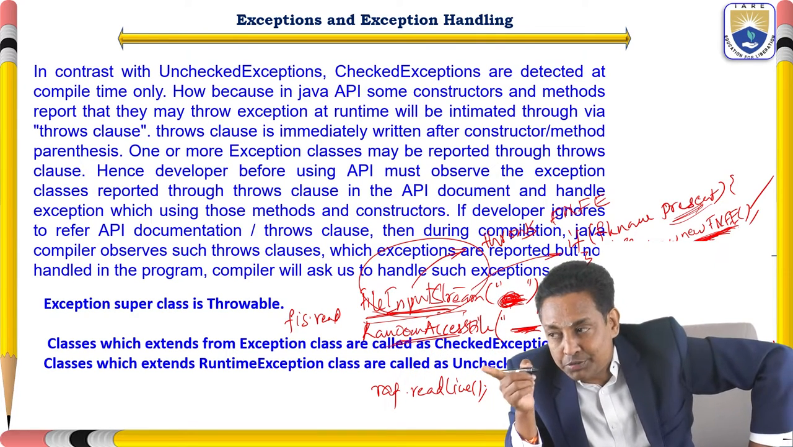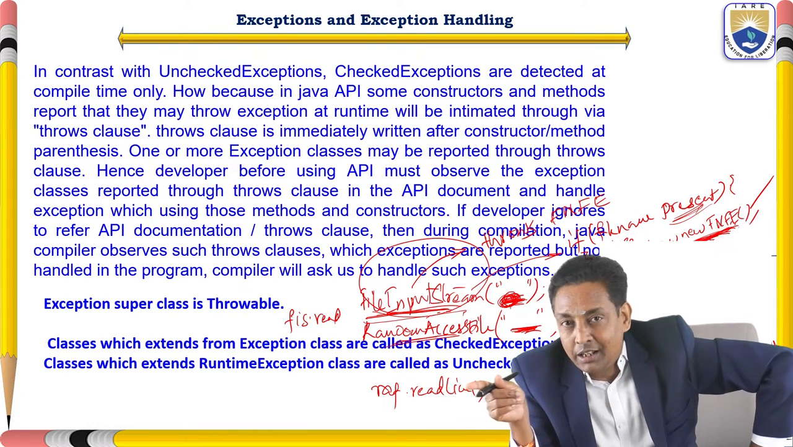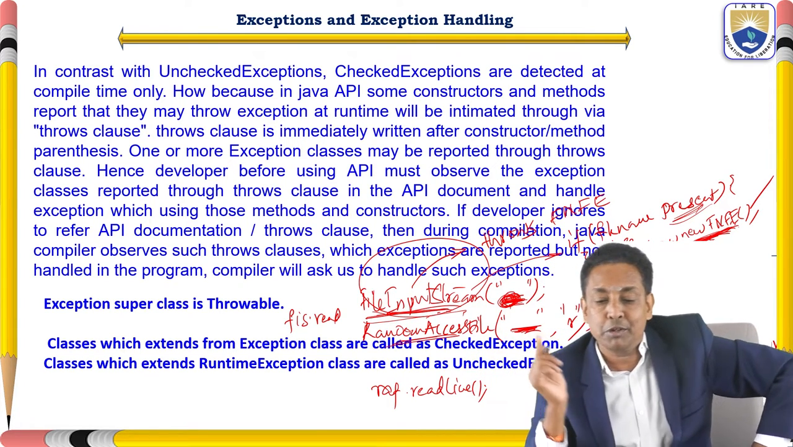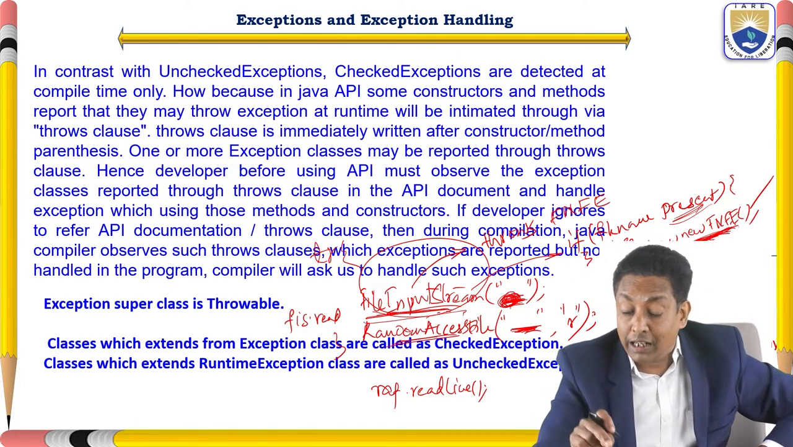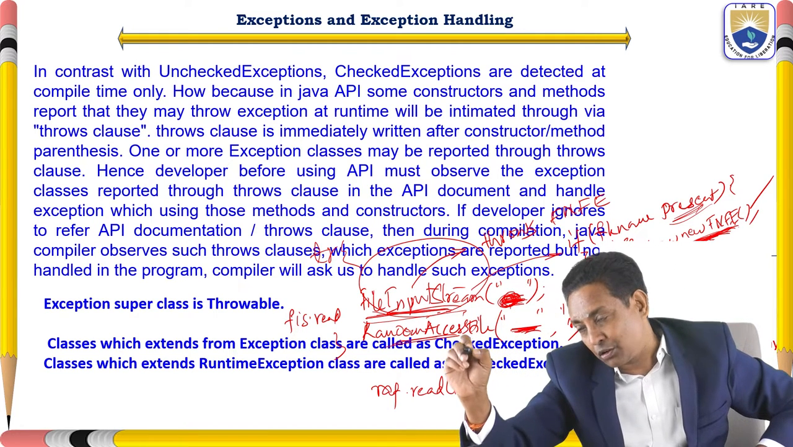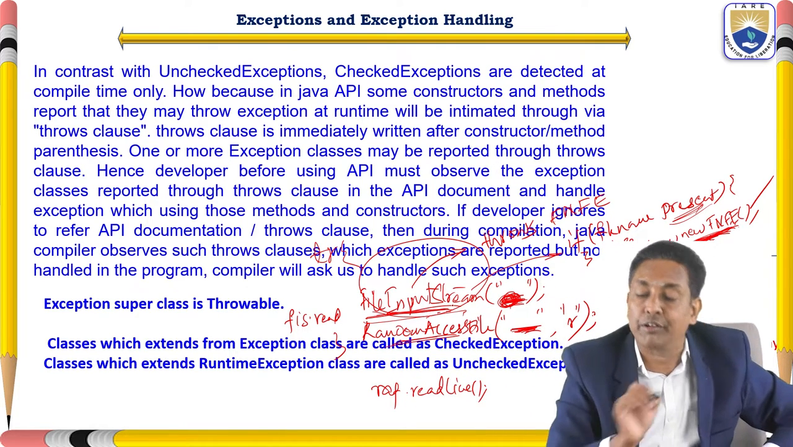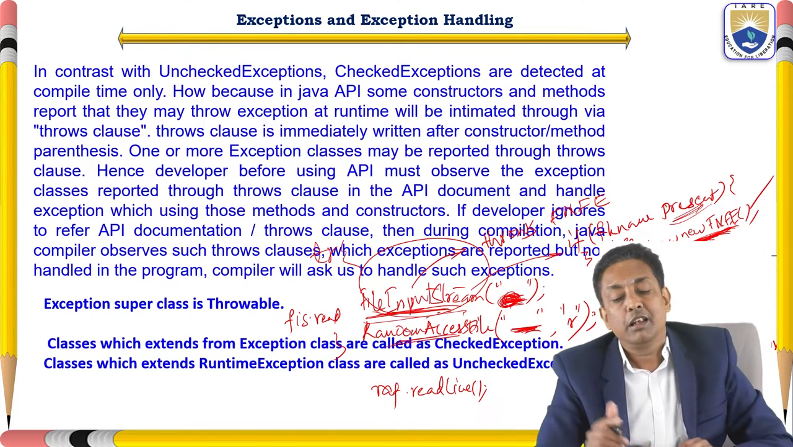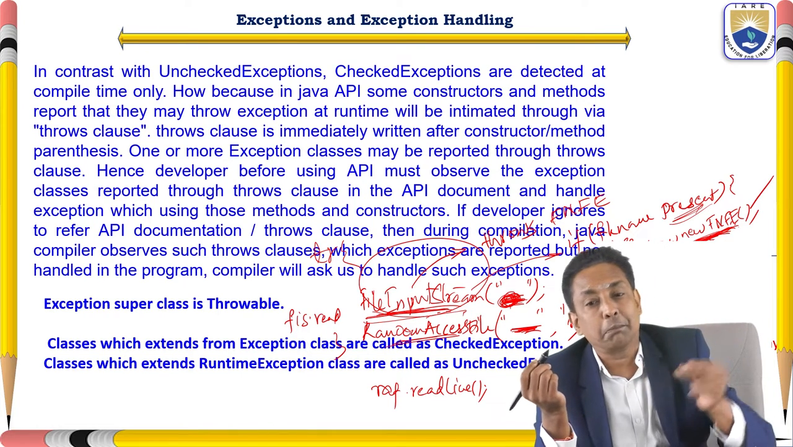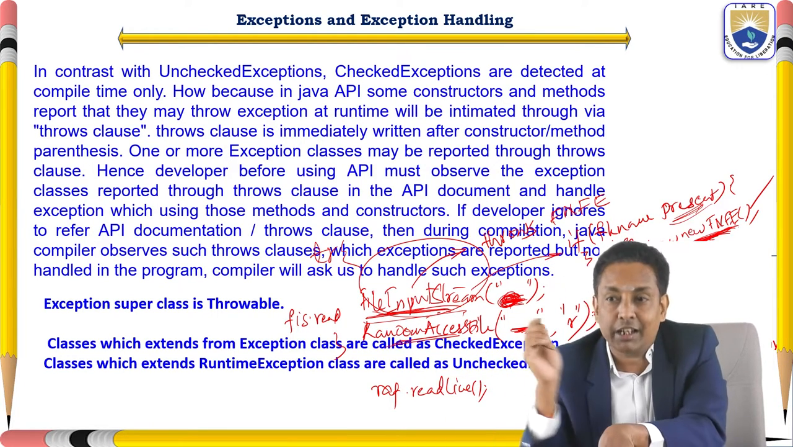Whenever the developer notices throws file not found exception, he should realize that whenever I'm using this constructor, it is reporting that it may throw file not found exception. So whenever I'm using the file input stream constructor, I should write a try catch block to handle the file not found exception. If the developer sees throws file not found exception beside the constructor but still ignores putting the calling statement in a try catch block, the exception handling block, then when you compile the program, the compiler immediately detects that the file input stream constructor is already reporting a file not found exception, which is already given in the API.